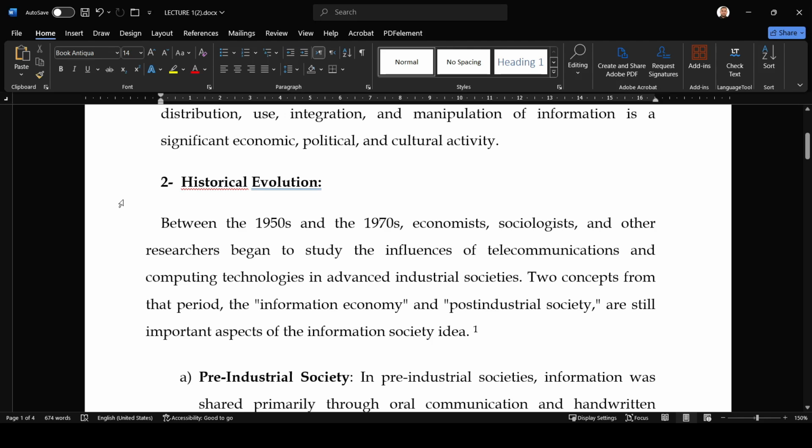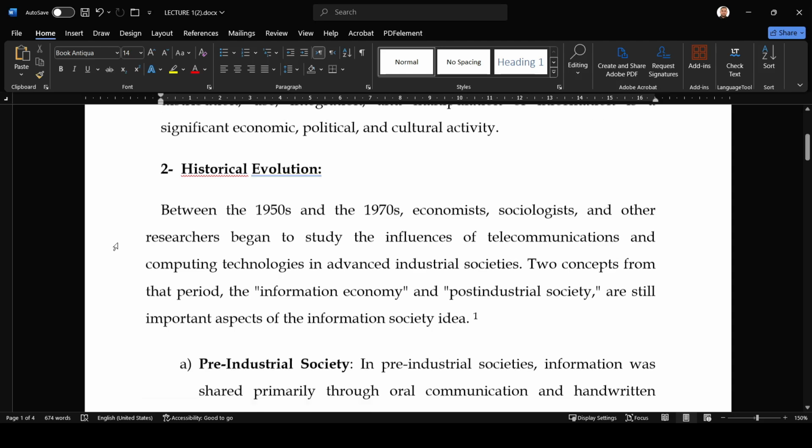Historical evolution between the 50s and the 70s. Economists, sociologists, and other researchers began to study the influences of telecommunications and computing technologies in advanced industrial societies. Two concepts from that period, the information economy and post-industrial society, are still important aspects of the information society idea.